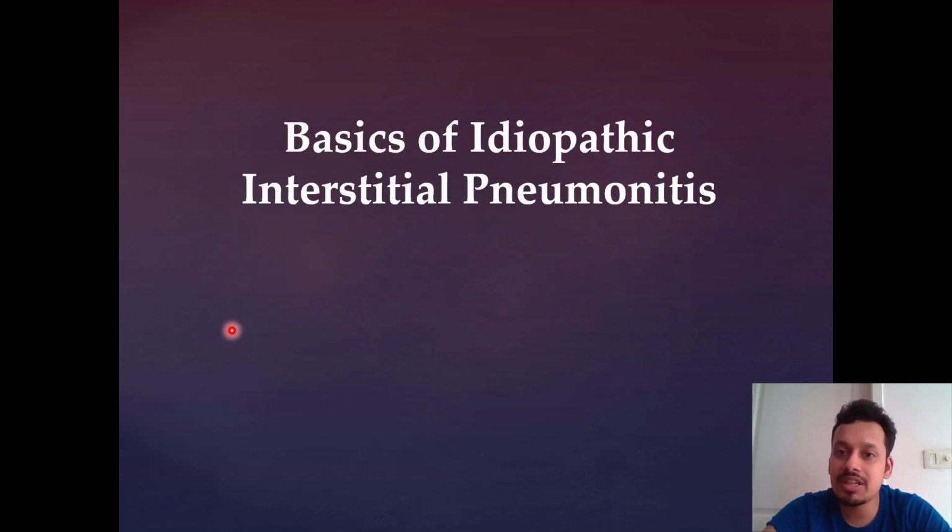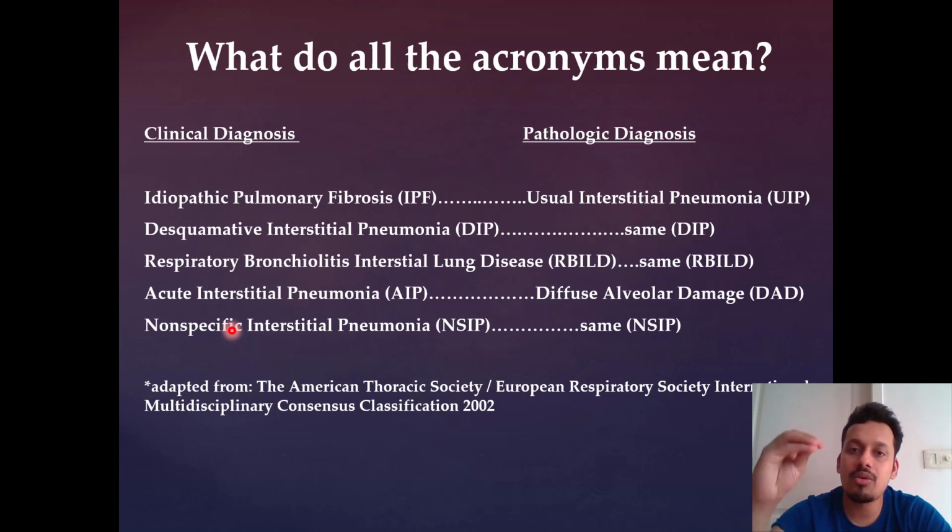Now coming to the basics of idiopathic interstitial pneumonias. Basically, all of these subtypes have a classical pathological diagnosis also. So you just need to familiarize yourself with the terms. We'll be going into detail later, but idiopathic pulmonary fibrosis is a clinical diagnosis. That same diagnosis has a pathological diagnosis. The pathologist will call it usual interstitial pneumonia. In a case of desquamative interstitial pneumonia, which we saw was smoking related, the pathological diagnosis is also the same. In RBILD also, the pathological diagnosis will be the same.